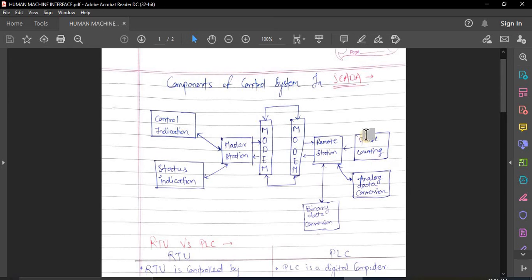Pulse counting is required. It is a single-way communication. Then analog data conversion. The remote station develops the data in analog form, which should be converted into digital. Also the digital data is converted into binary, so binary data conversion is required. These are two-way communications, while this one is only single-way communication. This is about the components of control system in SCADA.